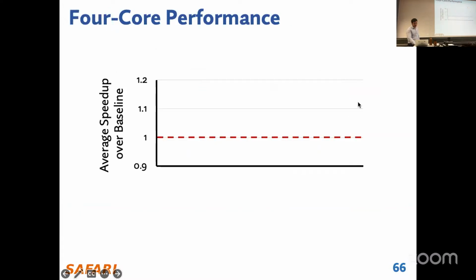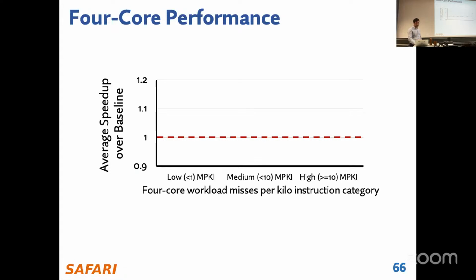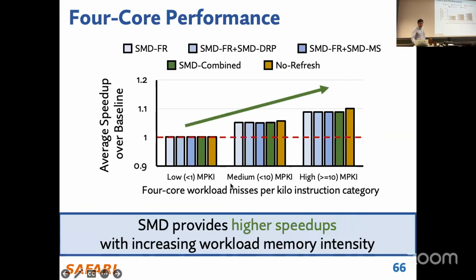For multi-core performance, this shows you the performance in the same terms for 4-core workloads. The x-axis shows 3 classes of workloads categorized according to their memory intensity, or MPKI as a measure of memory intensity. This is misses per kilo instruction. This is the full plot, and we observe that SMD provides higher speed ups as the memory intensity of the workload mix increases.